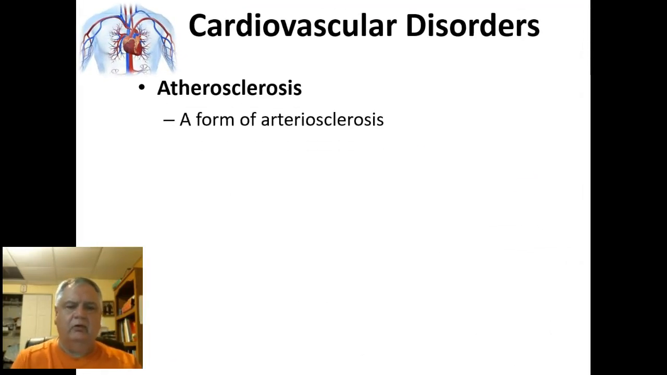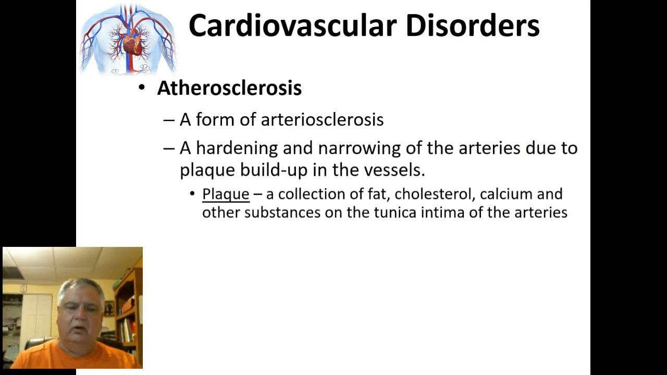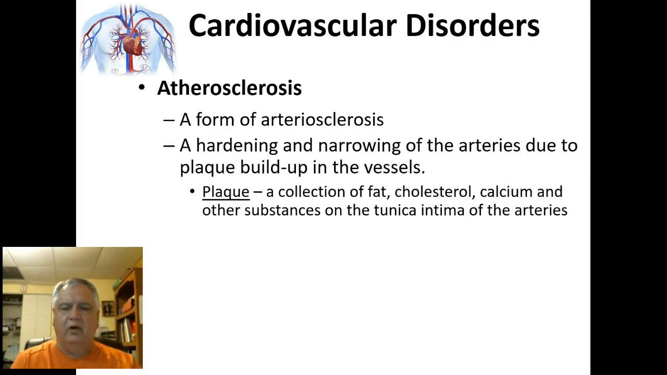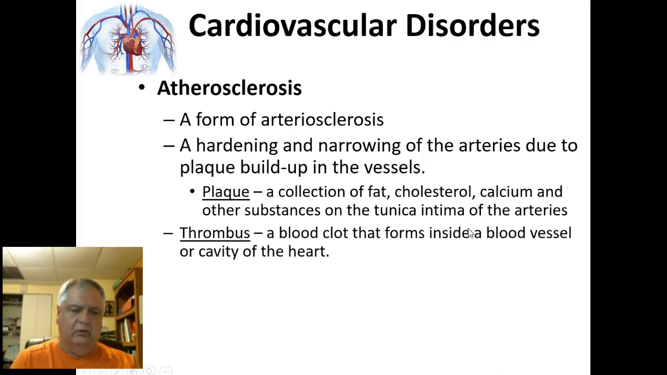Next up, we have atherosclerosis, and atherosclerosis is a form of arteriosclerosis. So arteriosclerosis is a hardening and narrowing of the arteries. If that hardening and narrowing of the arteries is due to plaque buildup in the vessels, then that form of arteriosclerosis is called atherosclerosis. By the way, plaque is a collection of fat, cholesterol, calcium, and other substances on the tunica intima of the arteries, which causes a narrowing of the lumen of the artery.